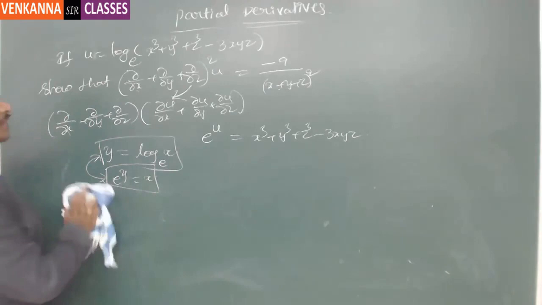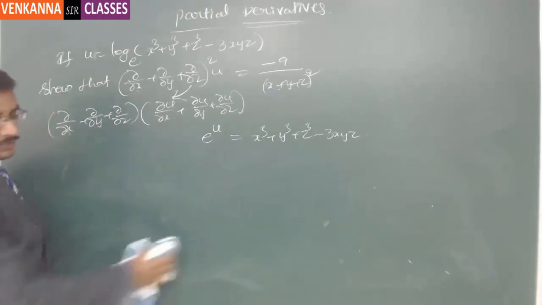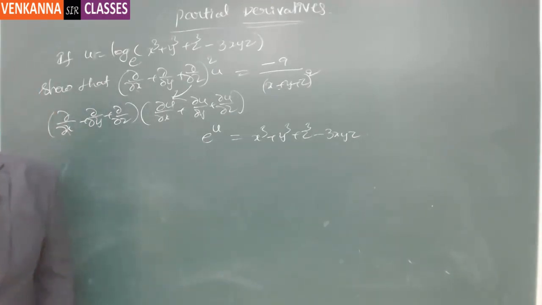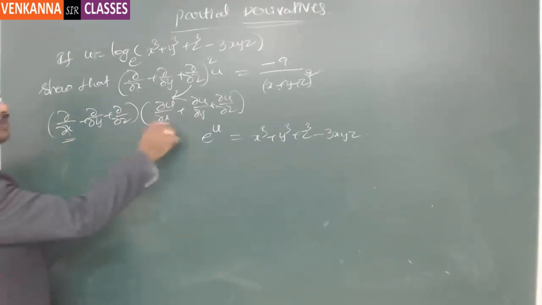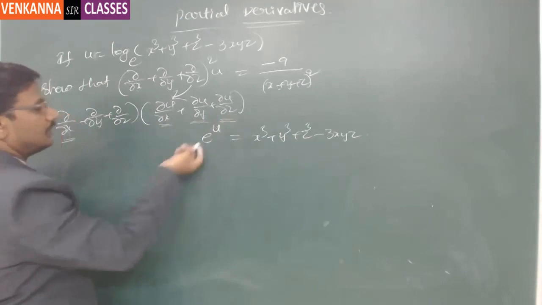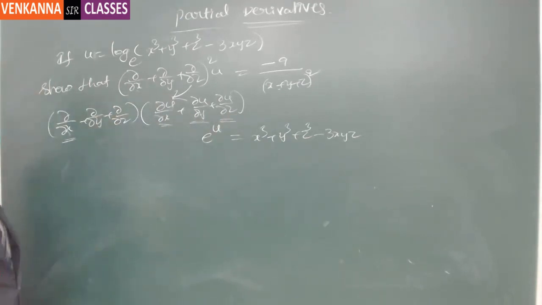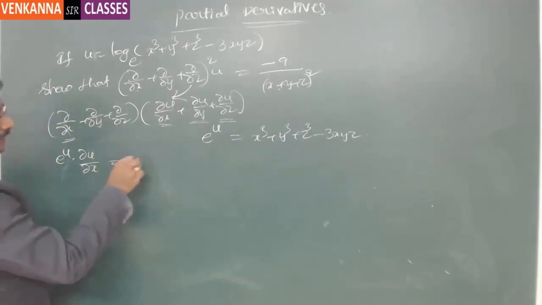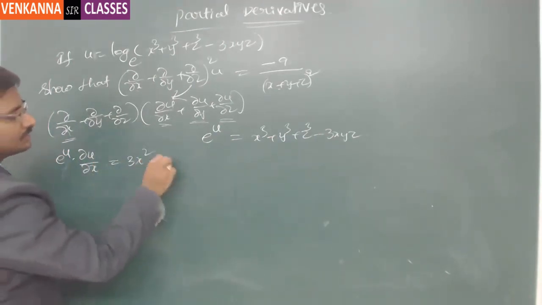Yeah. So once you get this, then you take the derivative with respect to x. Because he asked us to find ∂u/∂x, ∂u/∂y and ∂u/∂z, and for that you need to take the derivative with respect to x, y, z again. So we'll take one first, ∂u/∂x. Then if you take the derivative with respect to x on either side, this will be e^u times ∂u/∂x is equal to 3x² minus 3yz.